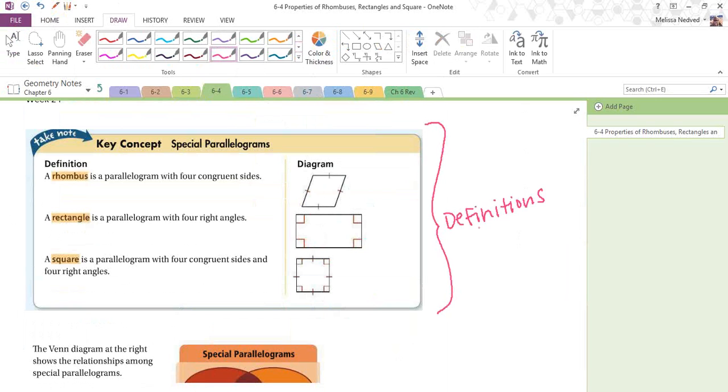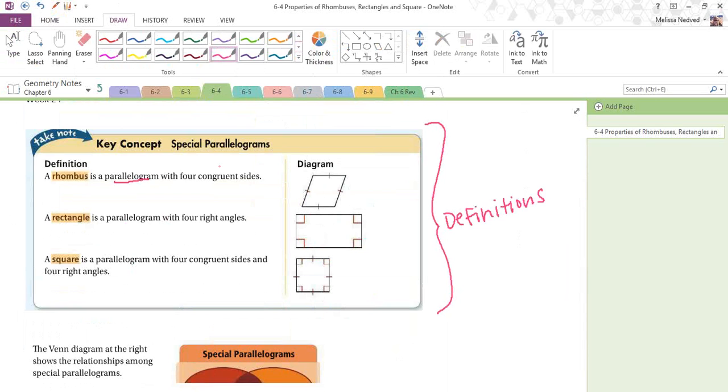So a rhombus is a parallelogram with 4 congruent sides. So notice, and you're actually going to see this for all three terms, in order to have a rhombus, it first has to be a parallelogram. We have to know that opposite sides are parallel, or opposite sides are congruent, or opposite angles are congruent, or consecutive angles are supplementary. Any of those things we talked about in sections 2 and 3 to create a parallelogram have to also be true.